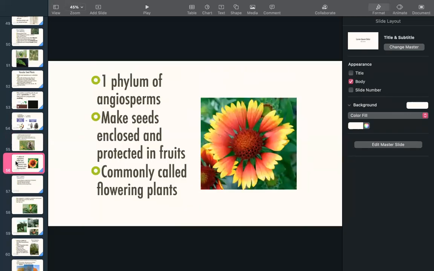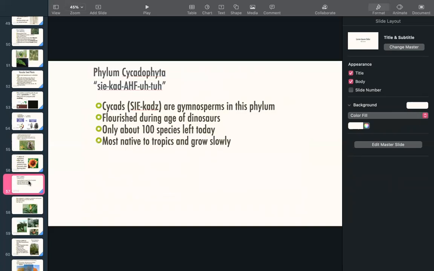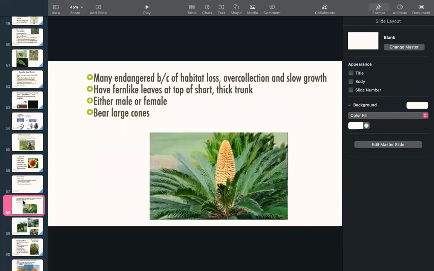There is only one phylum of angiosperms, and like I said, they are the only fruit-bearing plants, and they are also the flowering plants. So going through the gymnosperms first, the first phylum, Cycadophyta. These are commonly called cycads. These are very old species of plants that flourished during the ages of the dinosaurs. There's only about 100 species left today that grow in the tropics, and they are very slow growing.